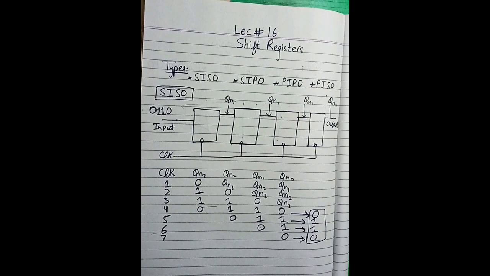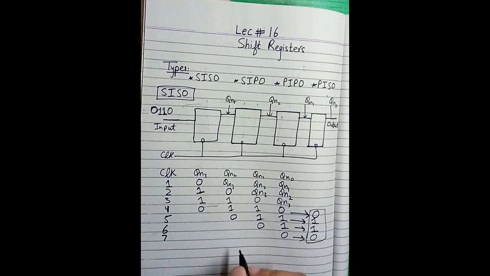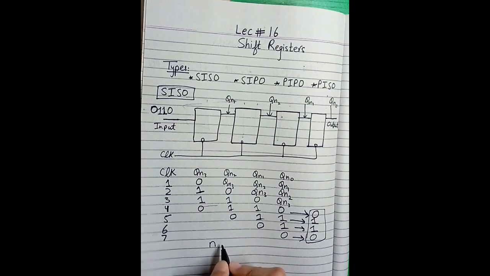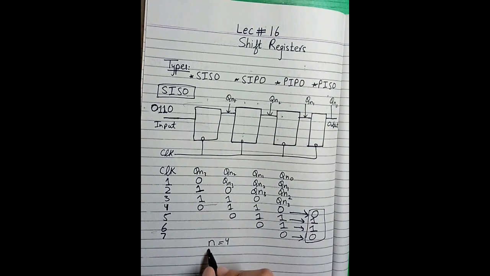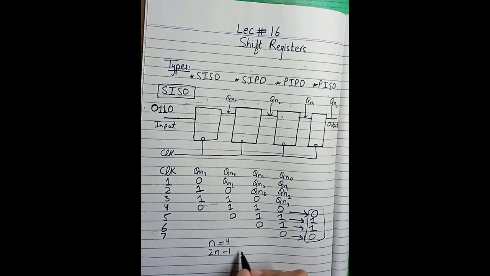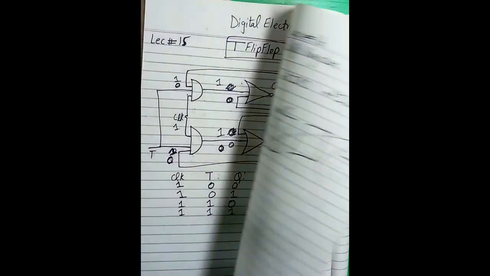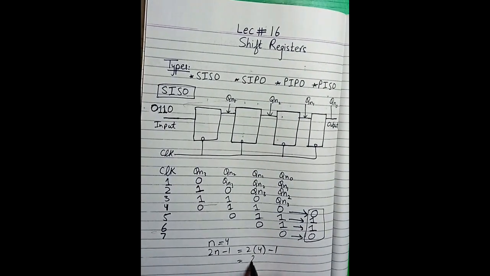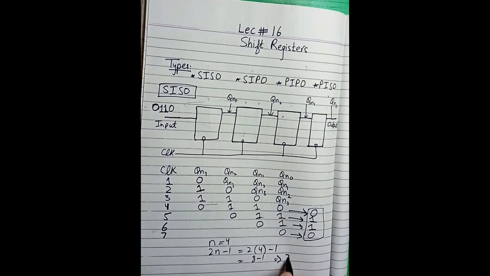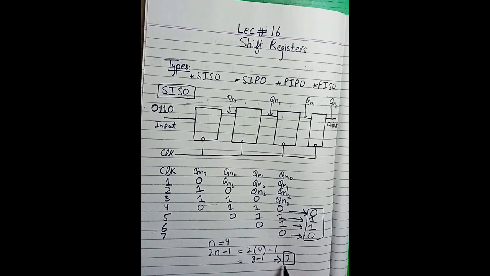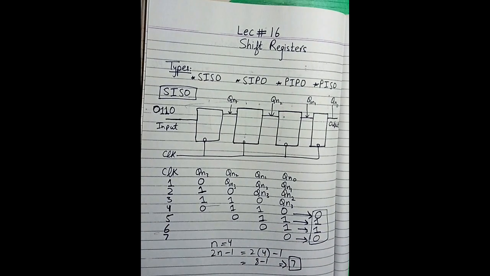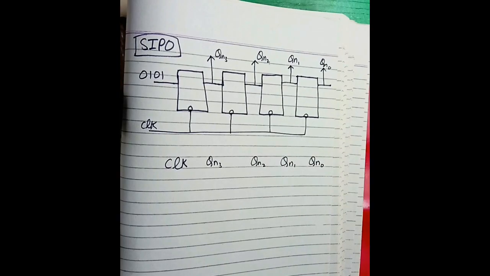From here we can see that as we have n equal to 4, the total clocks we are using are 2n minus 1. That is 2 into 4 minus 1 is equal to 7. Total 7 clocks we are using. After that, now we are having the serial input parallel output register.